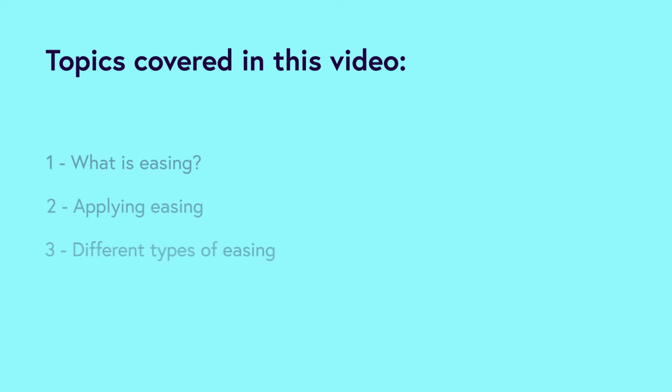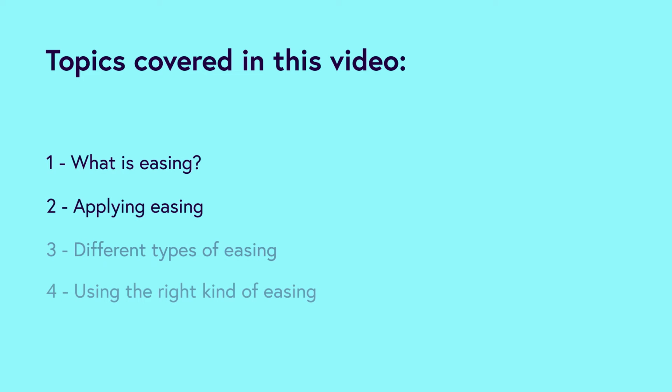So in this video, we're going to be covering the following topics. What is easing? Applying easing, different types of easing, and using the right kind of easing. After this video, you will understand how to apply easing to keyframes to animate. So let's get into it.